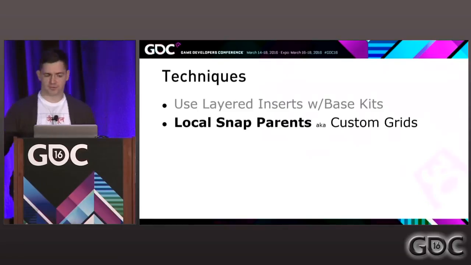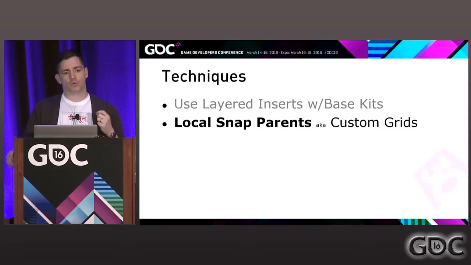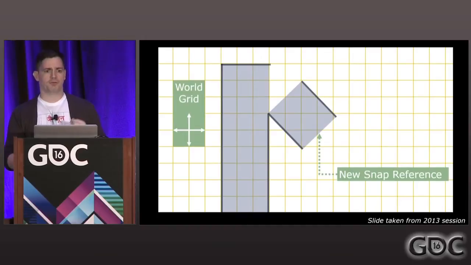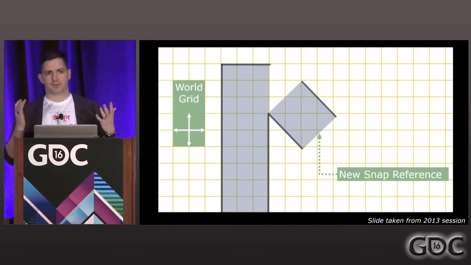Something else we rely on extensively, which really just boils down to an editor feature, is the ability to specify a local snap parent. Some other editors have this feature and call it a custom grid. So when we're creating a new space, we will tend to work off the origin, snapping along the world grid coordinates. And that's all fine and it snaps perfectly.